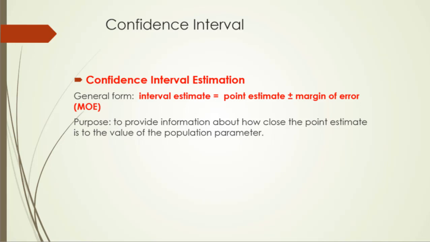The confidence interval estimate is point estimate plus minus the margin of error, also known as MOE. The center of this interval is at the point estimate of the population parameter. Its width is determined by margin of error. The purpose of having a confidence interval is to provide information about how close this particular point estimate is to the value of a population parameter.